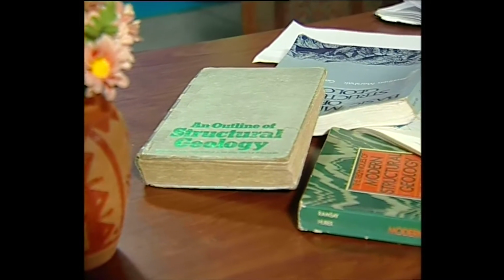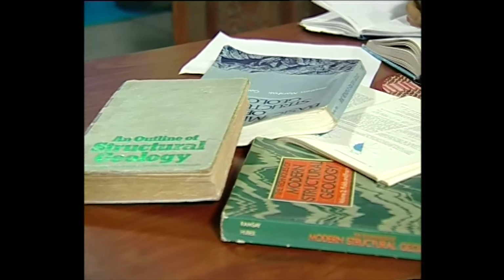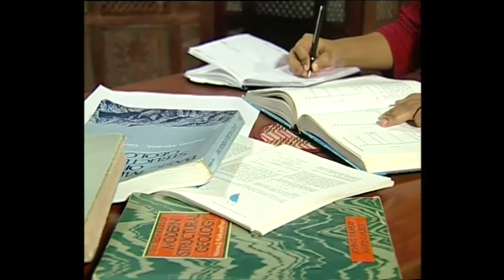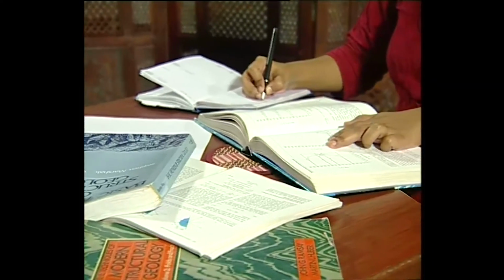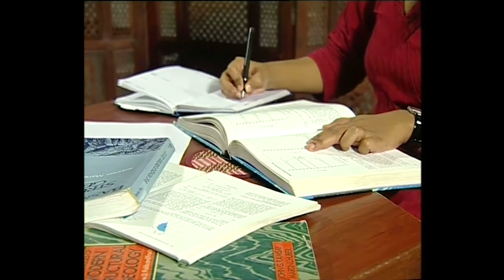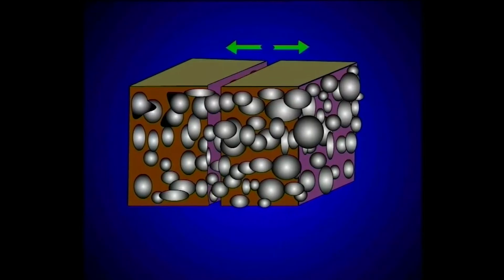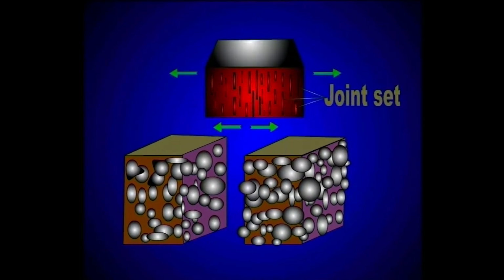The conjugate sets of joints developing parallel to the planes of maximum shear stress in response to applied directed stress are generally developed in pairs. However, it is not always that both the sets are present. A single set may also develop.